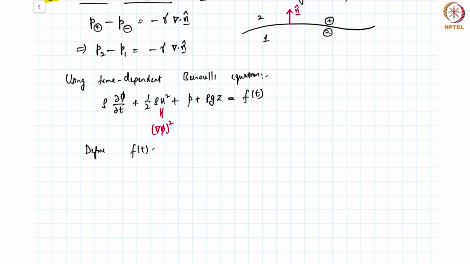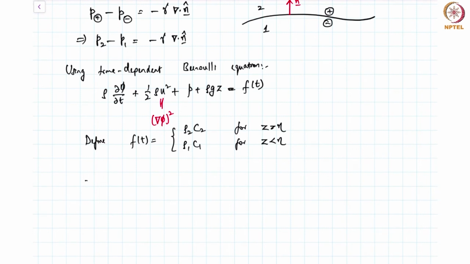f of t to be, let's say, some constant rho 2 c2 for z greater than eta. It is some constant rho 1 c1 for z less than eta. Okay, therefore I simply have the upper fluid P2 will be rho 2. The reason I have included the densities in the definition of the constant f of t, constant meaning it's not a function of space, it's a function of time alone.